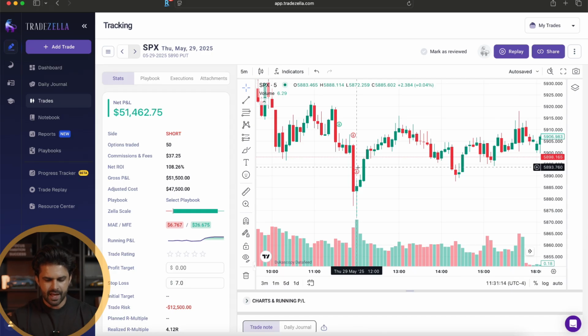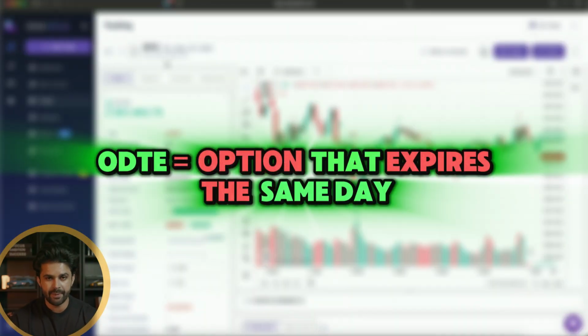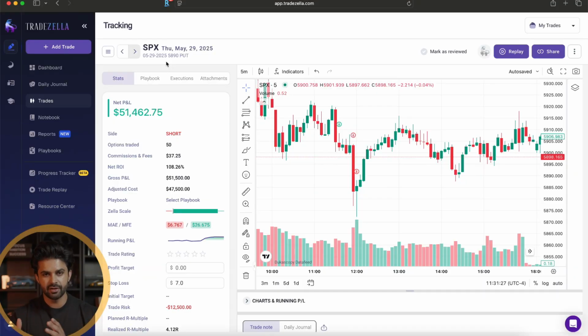So if you guys take a look at this trade I took on SPX, this was on May 29th. I did Zero-DTE. If you guys are not familiar with Zero-DTE, that means that strike that I chose expires that particular day. Strikes that expire the same exact day typically lose value very fast because you have a limited amount of time until those contracts expire for that day. That's called Zero-DTE.